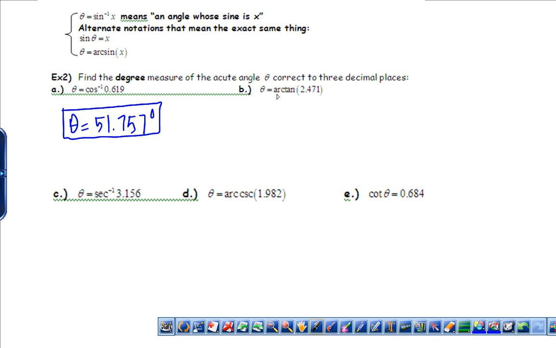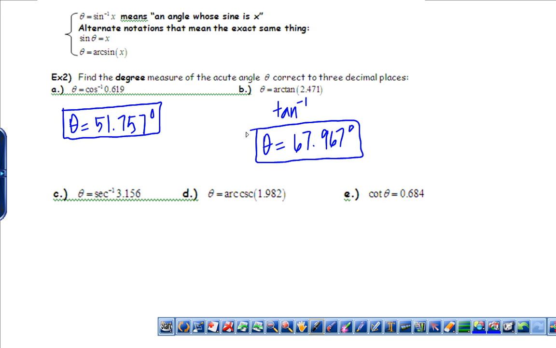Now remember, this says arctan. It's the same thing as saying tan with a -1. That's still arctan. So go to your calculator. What angle gave me 2.471? Plug that into your calculator, and you should get 67.967 degrees.